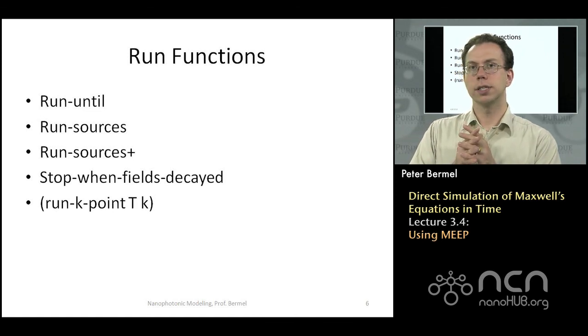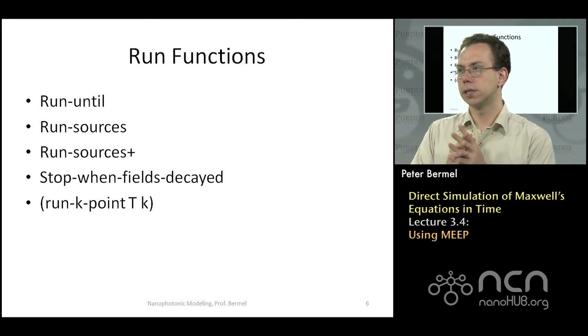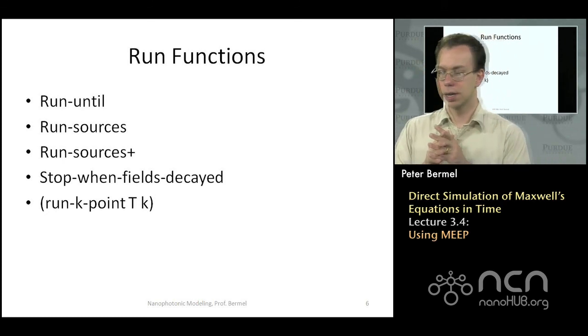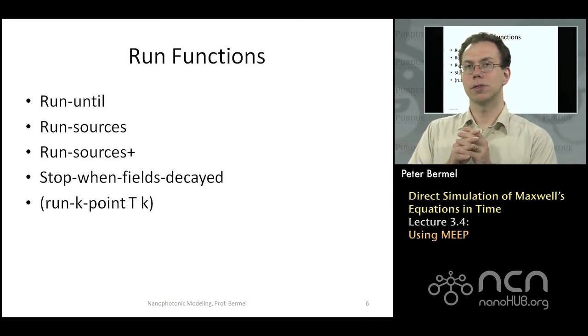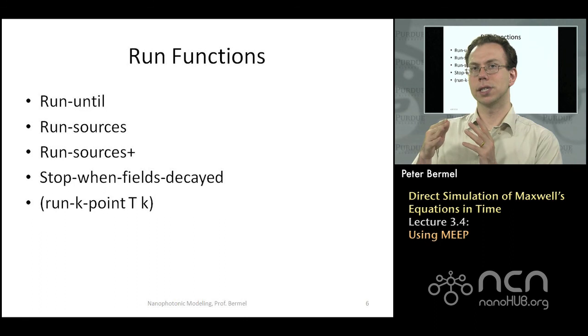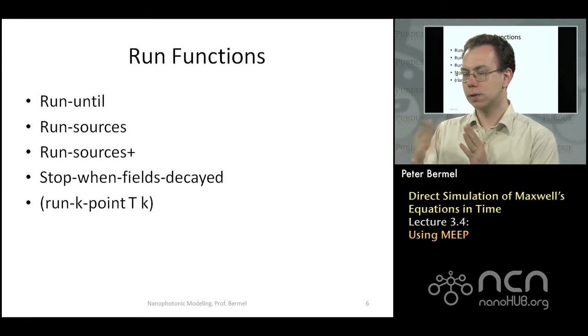There's also run sources, in which it just runs until the source has turned off. Of course, if the source never turns off, that doesn't really work. So it's better for Gaussian sources. And then there's also run sources plus, which would say run for the time that the source is run until plus a specified fixed amount of time, like in run until.